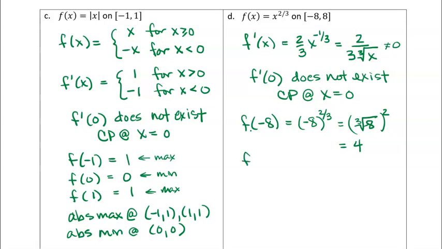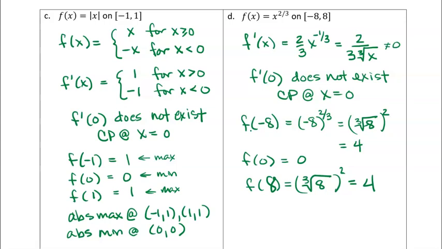All right, let's do f at 0. f at 0 is just 0 to the 2/3 power, which is 0. And then f at +8. We're just going to take the cube root of 8 and square it, which gives us 4 again.